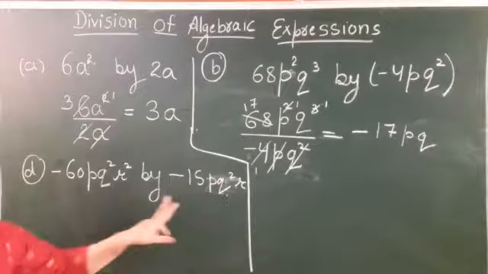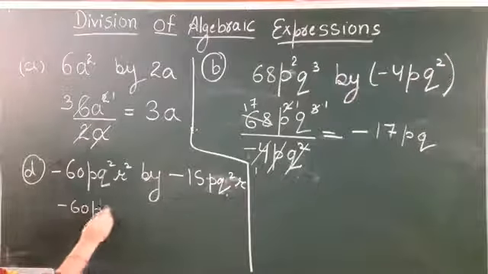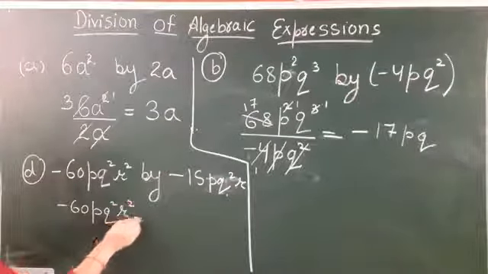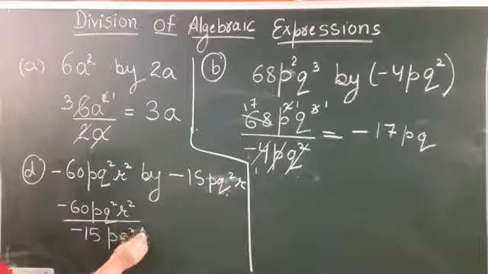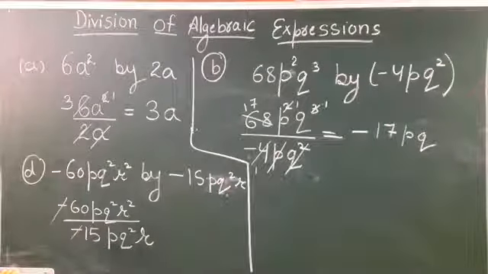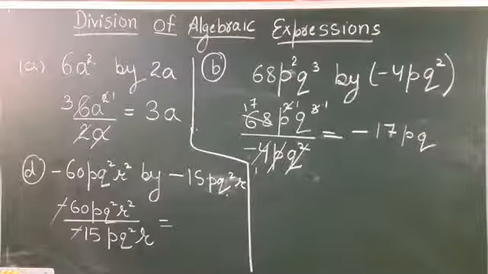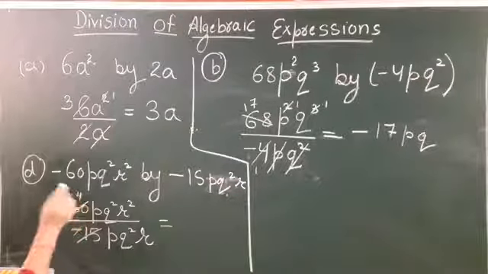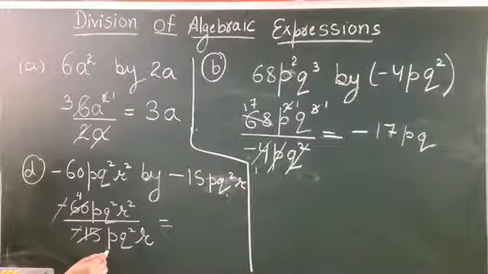Here both the polynomials are negative. So it will be minus 16 pq square r square divided by minus 15 pq square r. Here first of all negative and negative will cancel out and your answer will be positive. So let us cancel now these numbers. So we know 15 4s are 60, and then here we have 1 time p. Here also we have 1 time p. So p and p cancel.